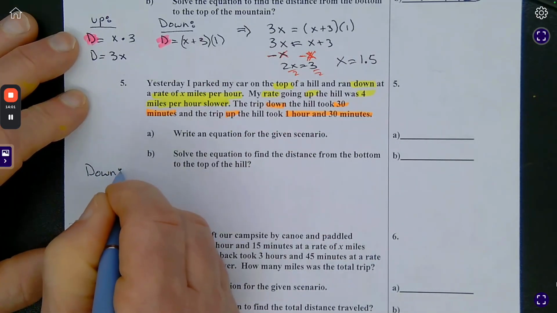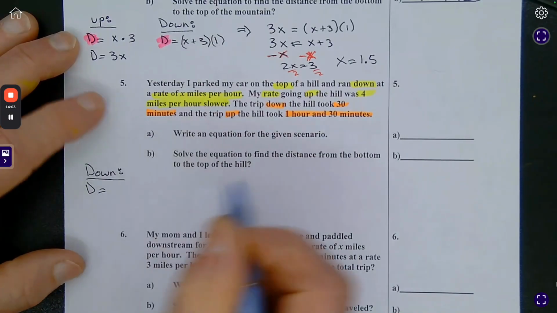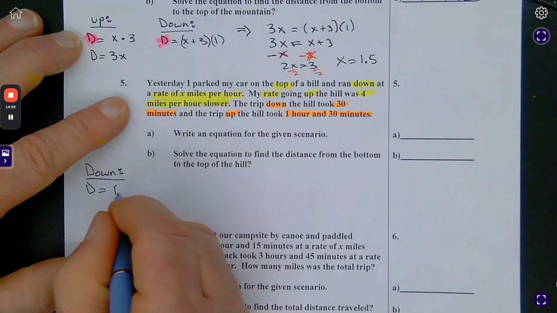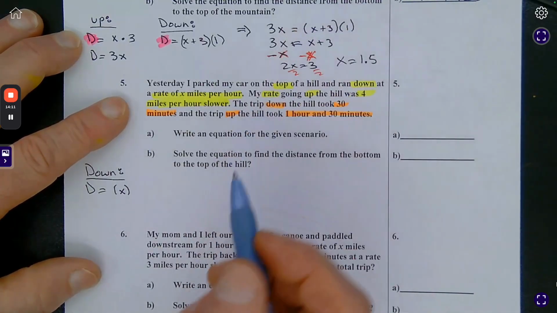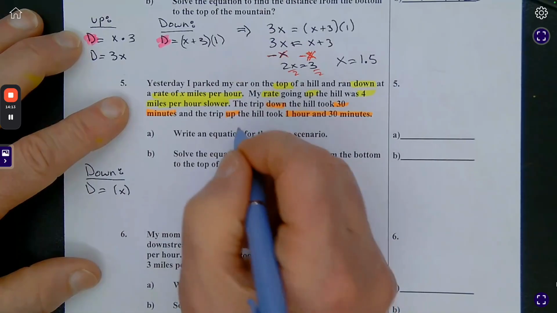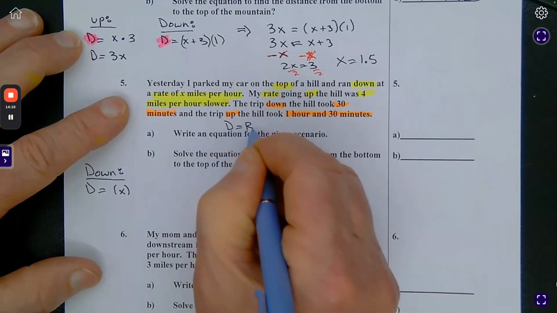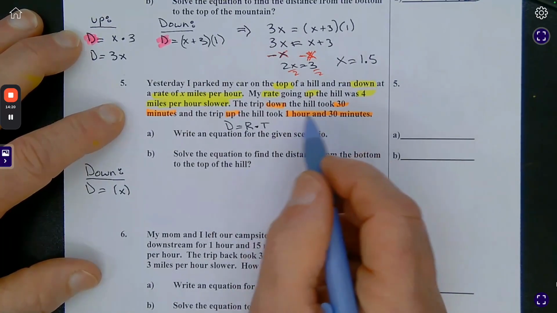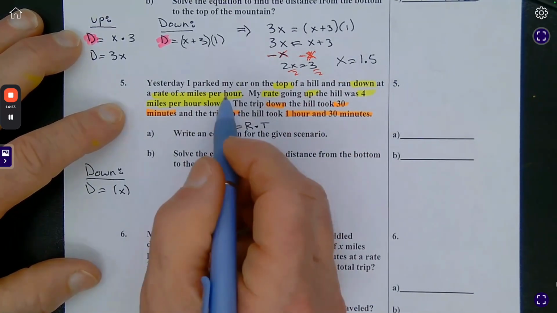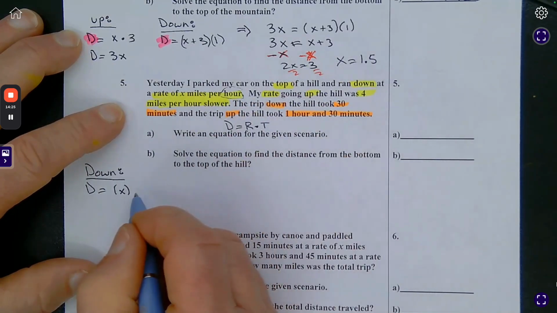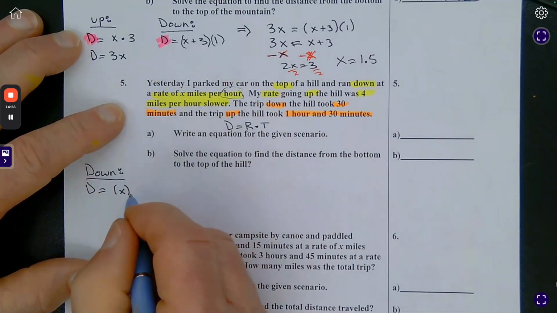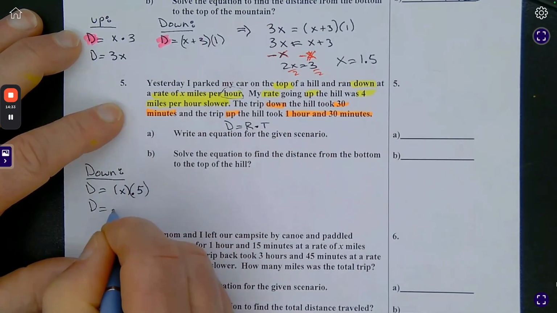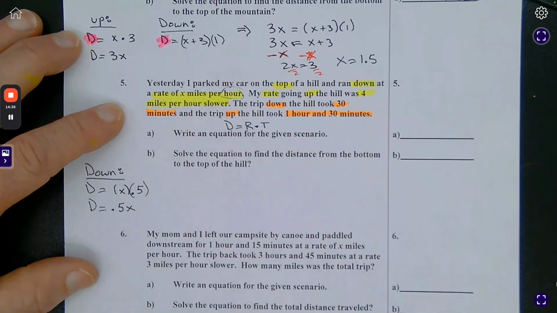downhill, so distance equals, downhill is a rate of x miles an hour. So that's my rate, x. So I substitute that in for my rate. Remember, the equation we're using is distance equals rate times time. Okay, so downhill took me 30 minutes, but I need to have my unit of measurement in hours. So 30 divided by 60 is 0.5. Okay, and if I write that, where I actually multiply those values together, I get that.